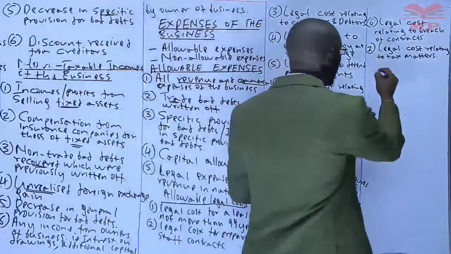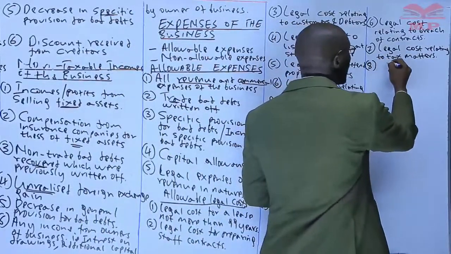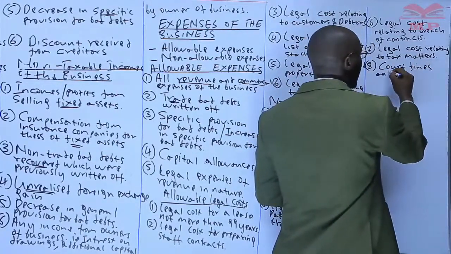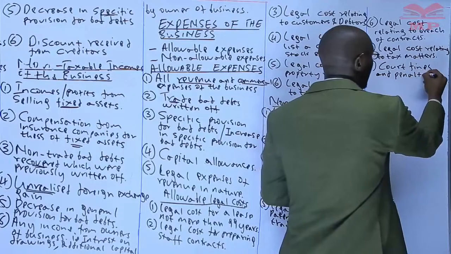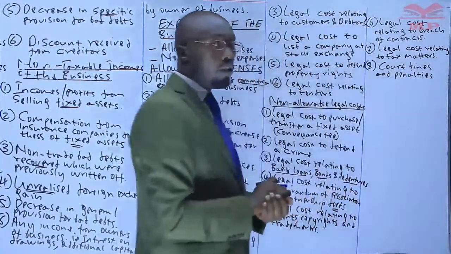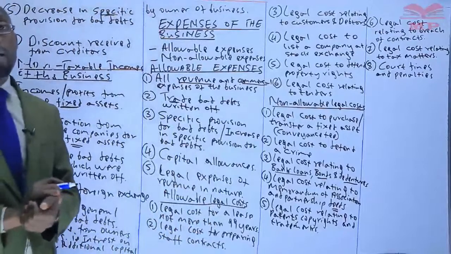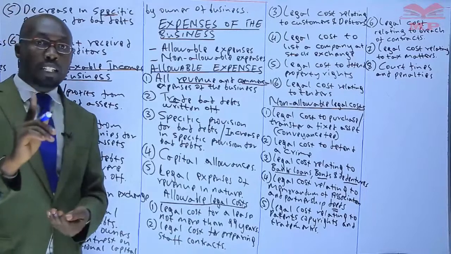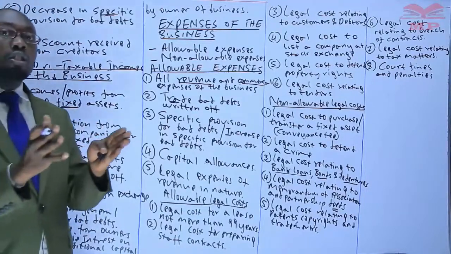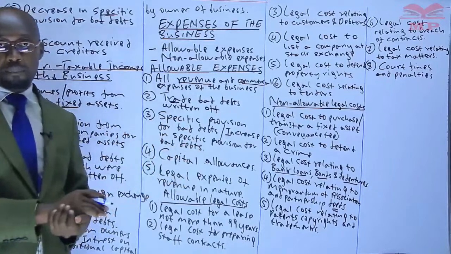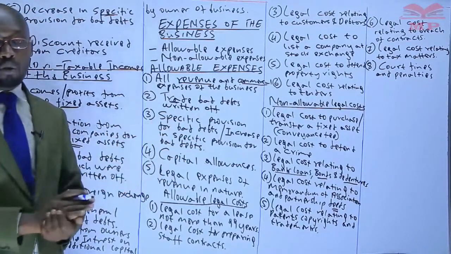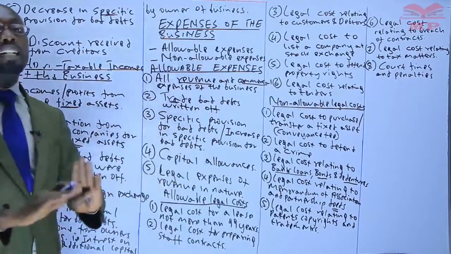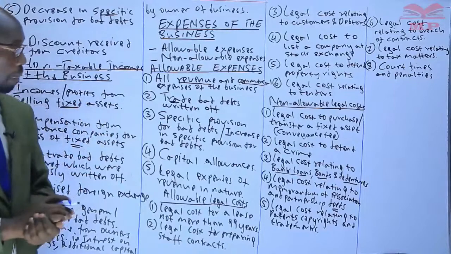The last one, number 8, court fines and penalties. Now, when you talk of court fines and penalties, when you are fined, it means that you are the one who was on the wrong side. So it means that it is not supposed to be related to the business. You did something that was outside what you are supposed to do. So when you are fined, you pay that fine. It's connected to legal matters. That is usually not supposed to be allowable.